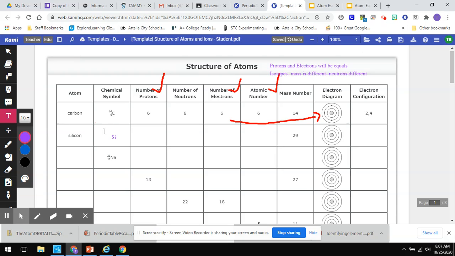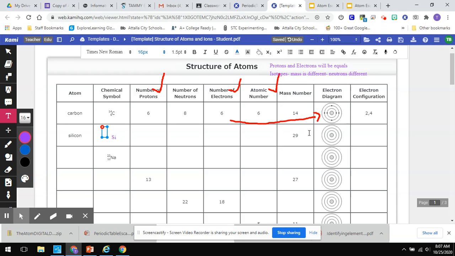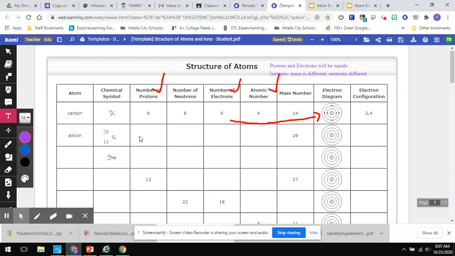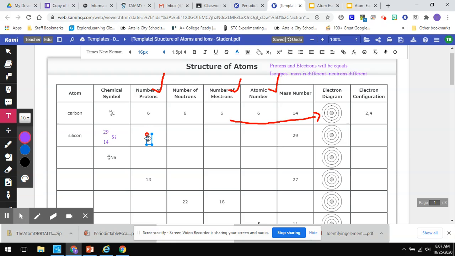And we already have its mass because it gives us a mass right here. So I'm going to put that number for the mass. And then its atomic number was 14, so I'm going to put that right there. As I told you before, that atomic number is going to tell us protons, electrons, and atomic number. So I'm going to go ahead and put that down for all of those. 14.